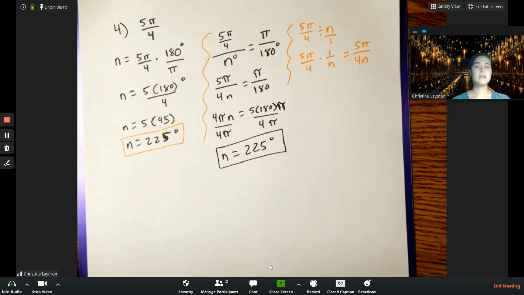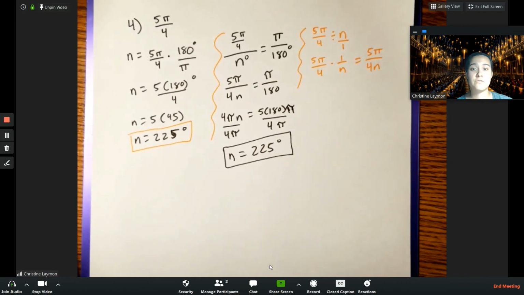So, in this section here, we've covered how to convert from degrees to radians and radians to degrees.